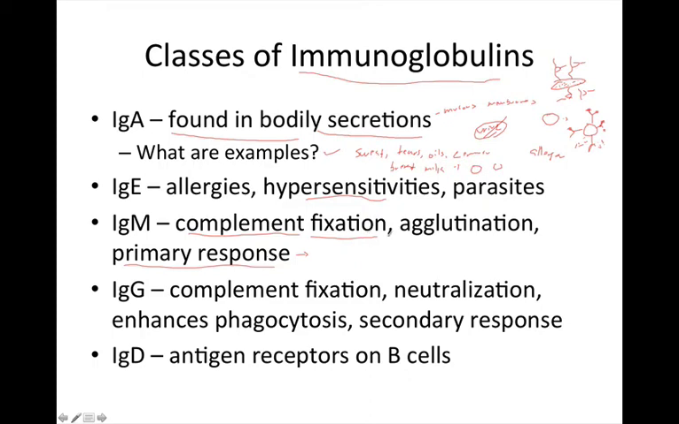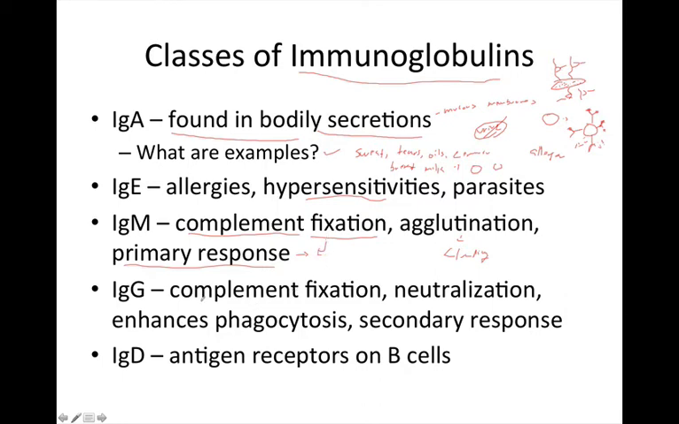Another thing that IgM can create is agglutination. Agglutination is the high-class word for clumping. I'll come back to that when I talk about the functions, but for now, just think of it as clumping. So the main thing I really want you to think about is complement fixation and the primary response.